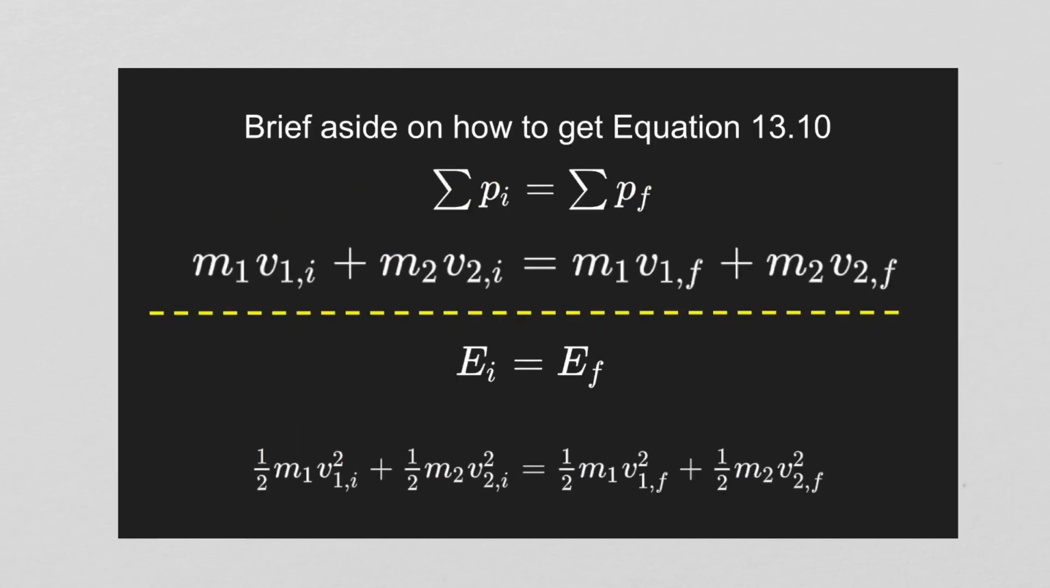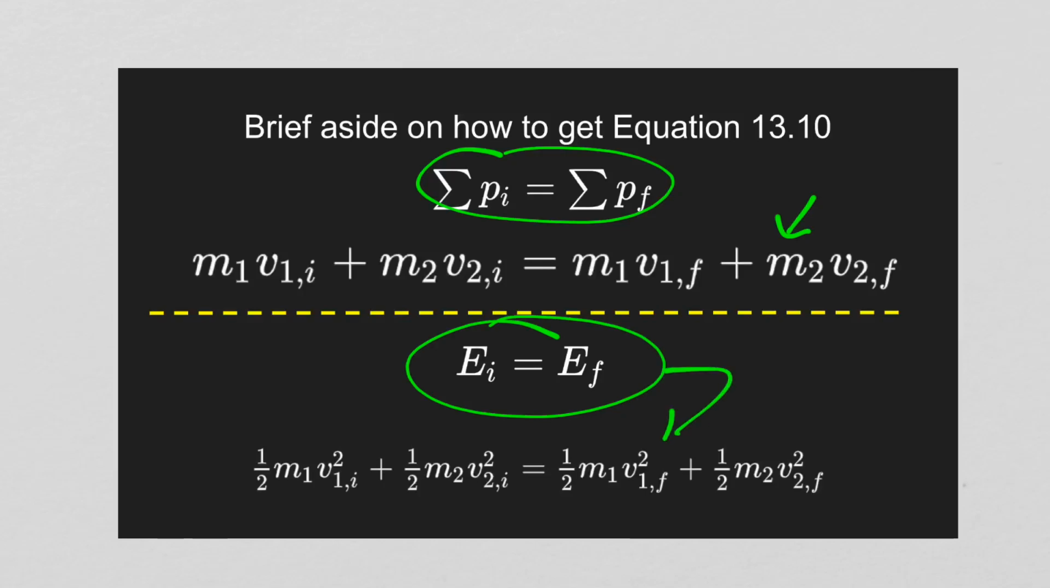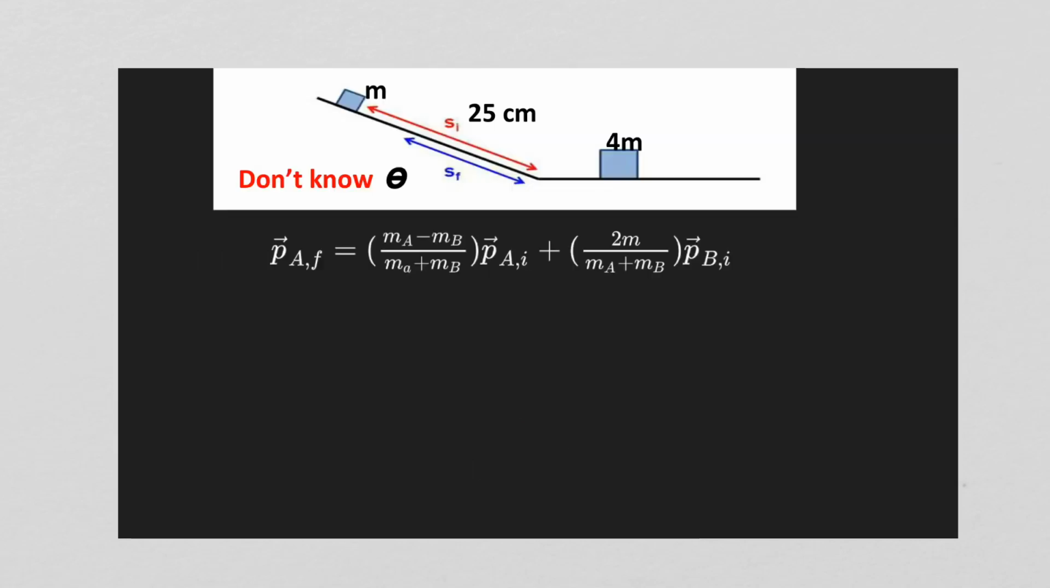Brief aside on how you get 13.10. All it is, conservation of momentum, write your momentum expression, and conservation of energy, write your energy expression. And then you just solve for, say, one of the velocities and substitute it into the other equation. There are squared terms, it's a lot of terms, but you can do it. And now back. If I take 13.10, I don't have any initial velocity for block B, so that goes away. That's nice. And I can figure out how fast A is going after the collision.